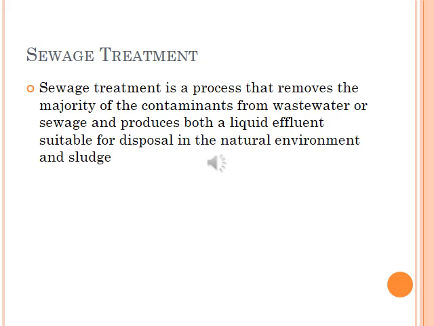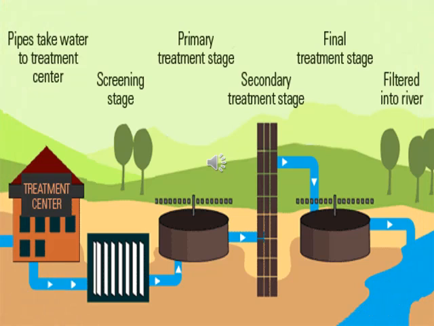Okay guys, now we'll talk about sewage treatment. Sewage treatment is a process that removes the majority of the contaminants from wastewater or sewage and produces a liquid effluent suitable for disposal in the natural environment. So this is the general diagram of sewage treatment plants.